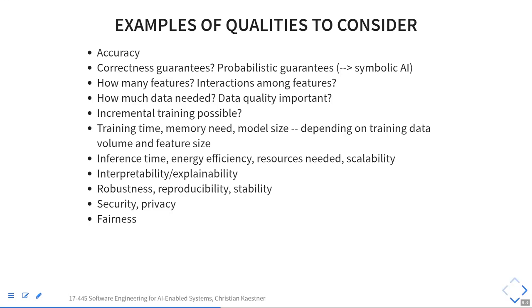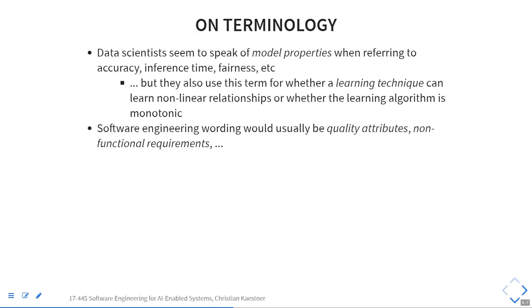Training time also: how does training time scale with more or less data? You may have a huge data set, and does your training algorithm scale with this, even if it would work quite well for smaller data sets? Does it work with lots of features? Can it look for lots of interactions between those features? How robust is it against poor quality training data? Is it reproducible? If you learn it multiple times, are the results stable? So there are a couple of properties along those lines.